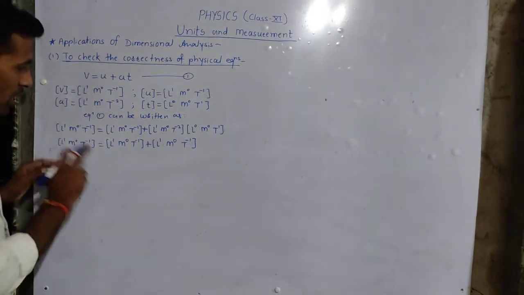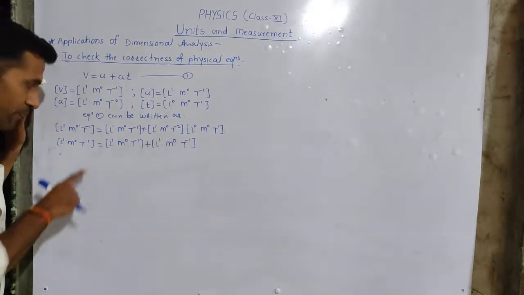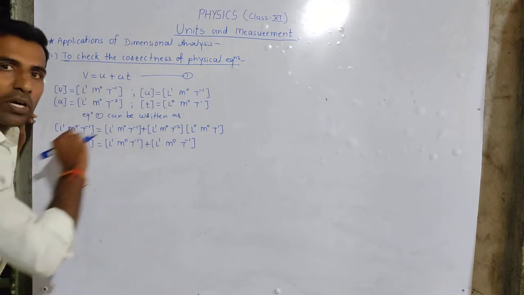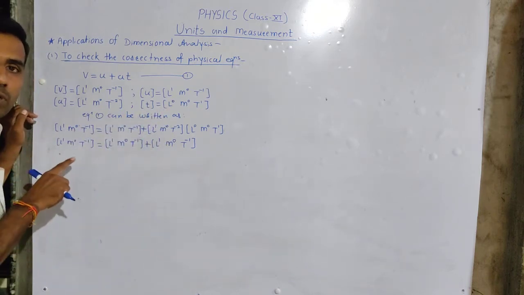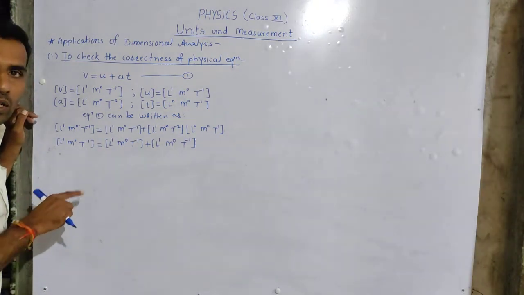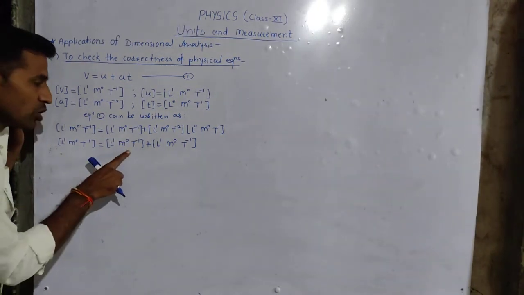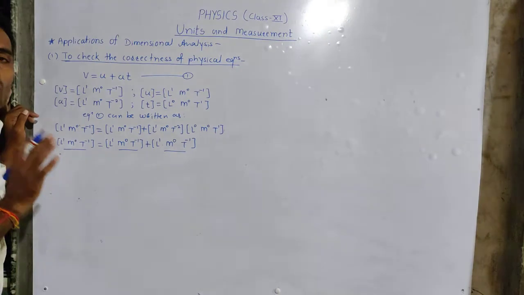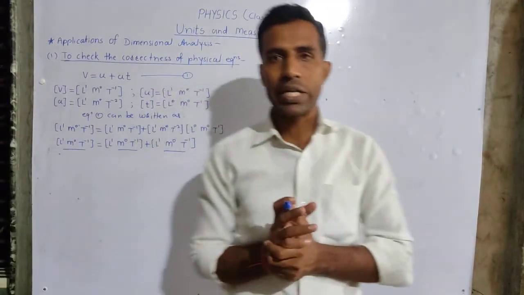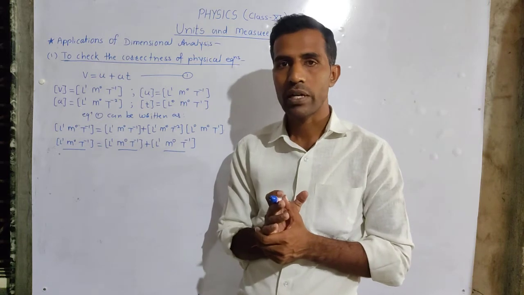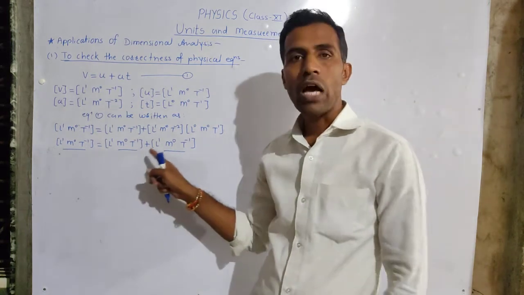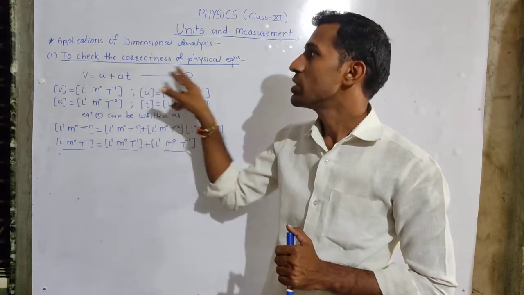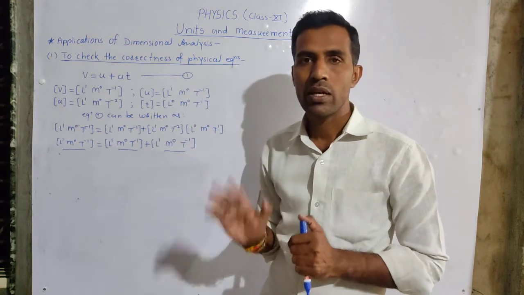So let's see here. Now we have 3 terms: one on the LHS and 2 on the RHS. If you compare all the terms, then we get the same dimensions. Let's see the dimension of this term, this term, and this term. Here, the dimension of each term remains the same. So our given physical equation is correct, dimensionally correct. Clear? If the dimension of any term gets changed here, then we can say the given physical equation is dimensionally not correct. Clear now?